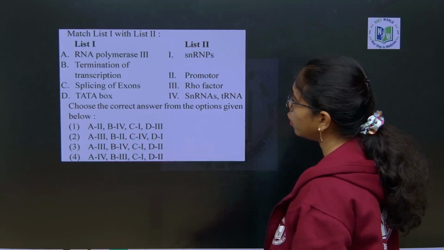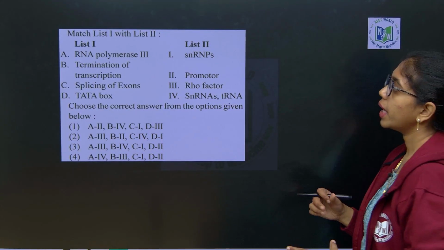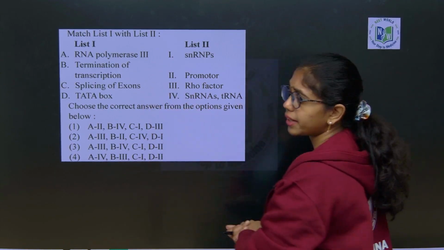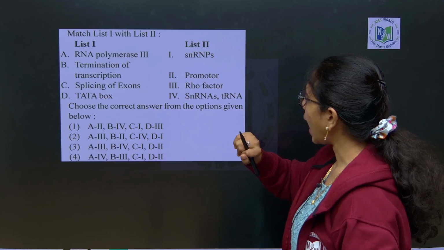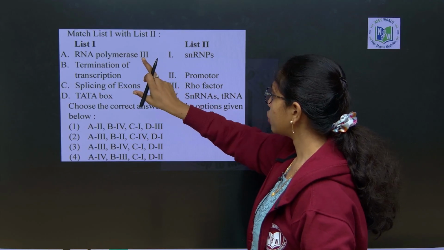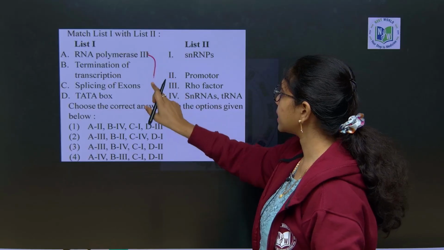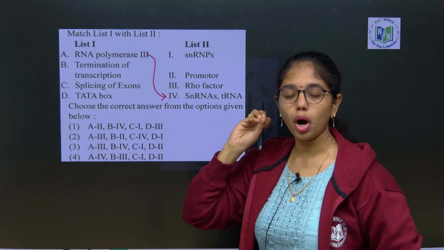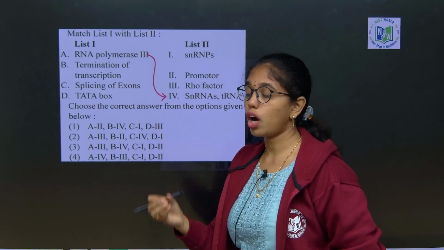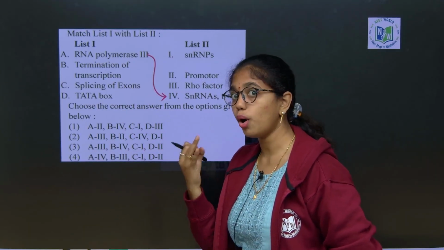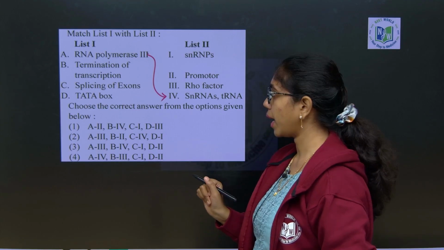Last question, again from Molecular Biology, the molecular basis of inheritance, wherein a match the following type of question is asked. RNA polymerase 3 will synthesize snRNA and tRNA. In every NEET previous year paper, there is a question on RNA polymerase 1, 2 or 3. So don't miss revising the RNA polymerases of a eukaryotic cell.